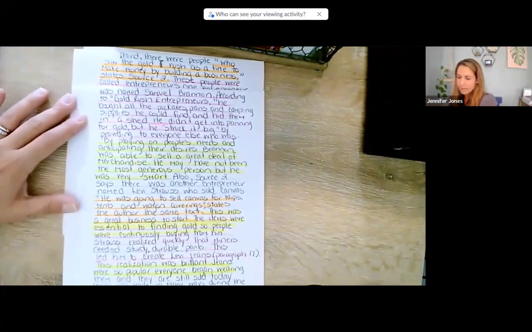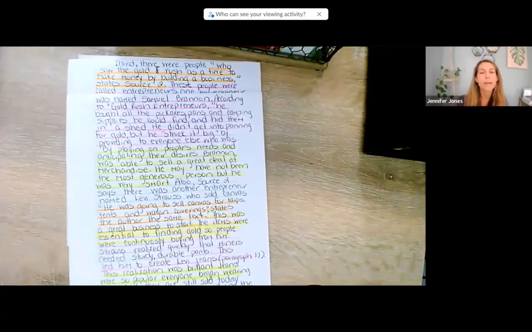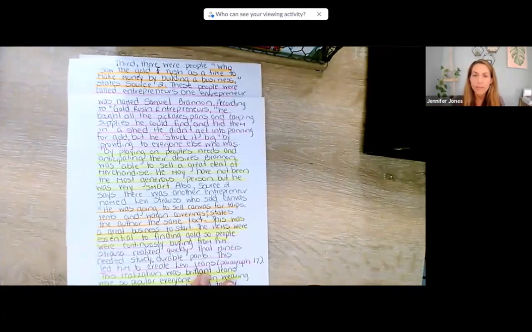So this is my T3 paragraph. Now, look at my color coding: the orange, the pink, and the yellow. Everywhere you see orange is evidence that's been quoted. Everywhere you see pink is evidence that has been paraphrased. Everywhere you see yellow is my own thoughts and ideas about the evidence.